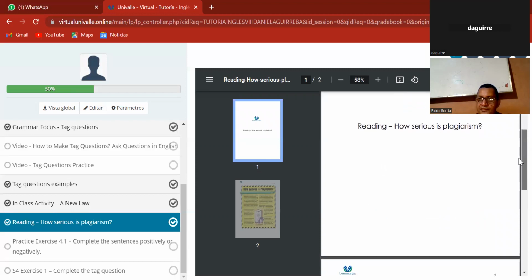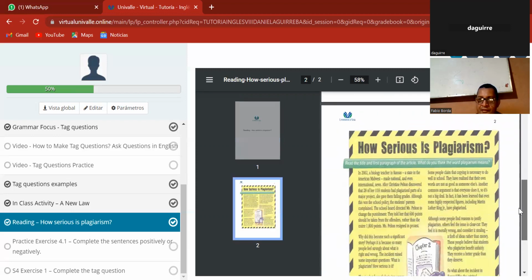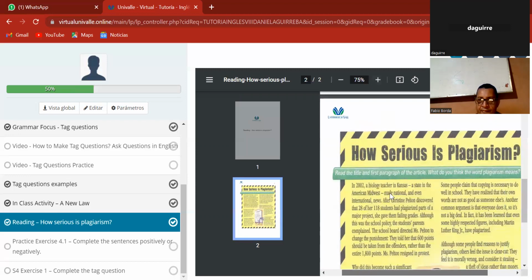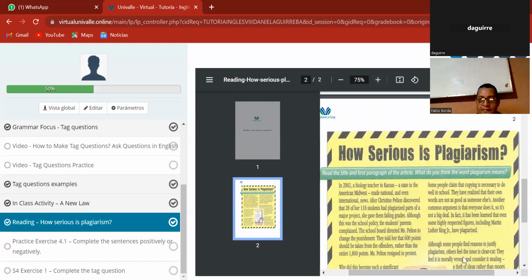Okay, reading: How serious is plagiarism? Can you read, please? How serious is plagiarism? Read the title and first paragraph of the article. What do you think the word plagiarism means?